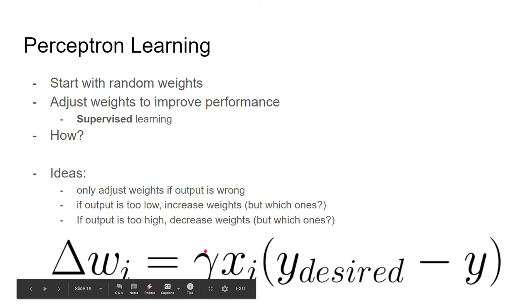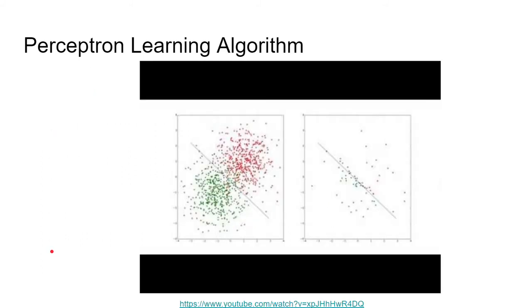The learning rate is something like 0.1 or 0.01, a value that says I'm only going to adjust the weight a little bit. That's my idea: I take how much I'm wrong by, multiply it by the value of the feature right now, and that tells me how much to change my weight. That's the core Perceptron learning algorithm.